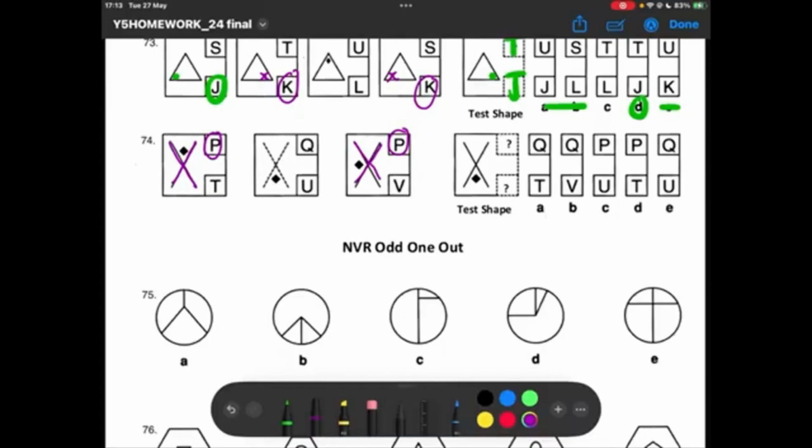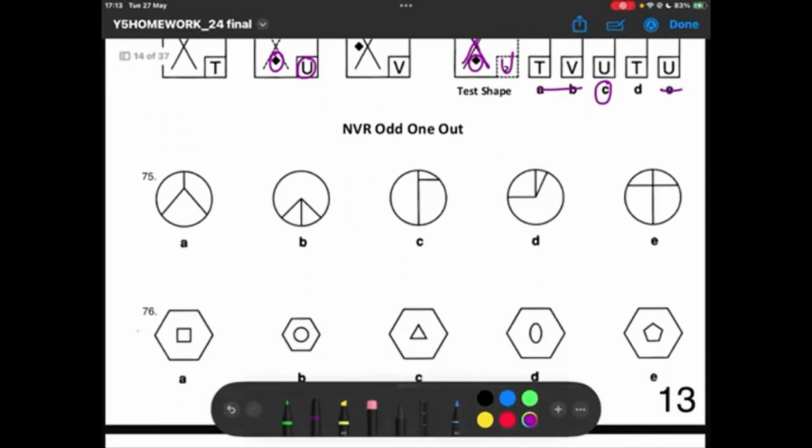So P determines whether the line is straight, unbroken, or dashed. Here it's straight and unbroken, so it's going to be a P here as well. So we can rule out those three options. Now onto the second letter. All three of them are different, and the thing that's different in all the boxes is the position of that black rhombus. Here it's at the bottom, same as this one, and the second letter here is a U, so it's going to be a U here, P and a U, so the answer is C.